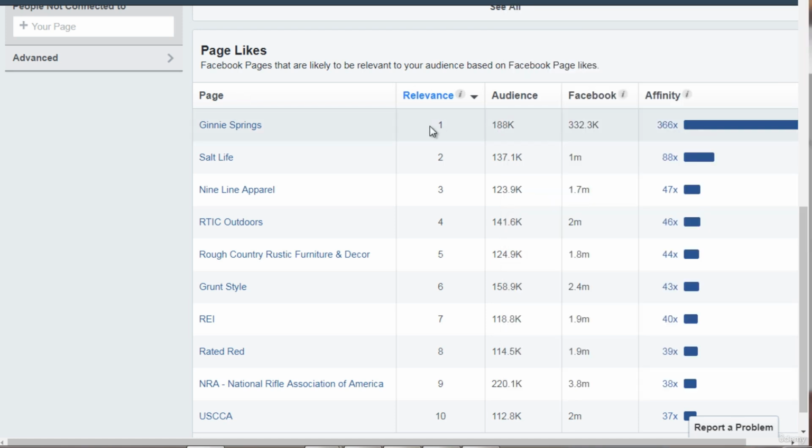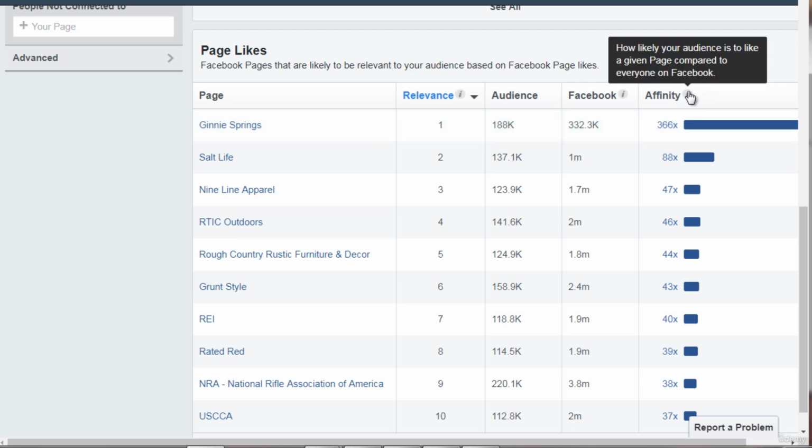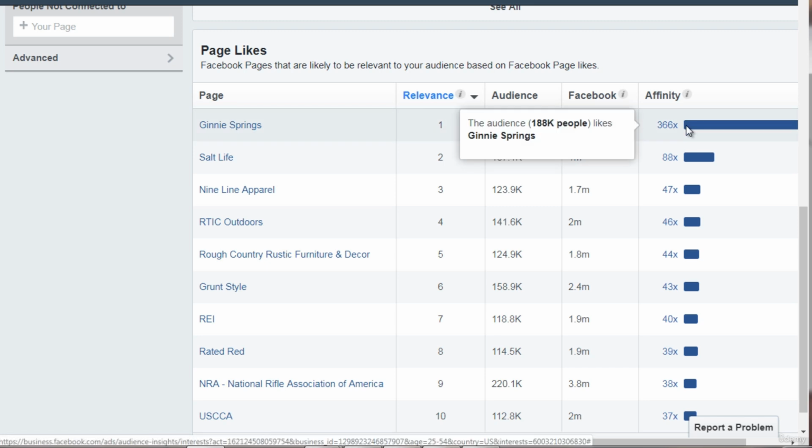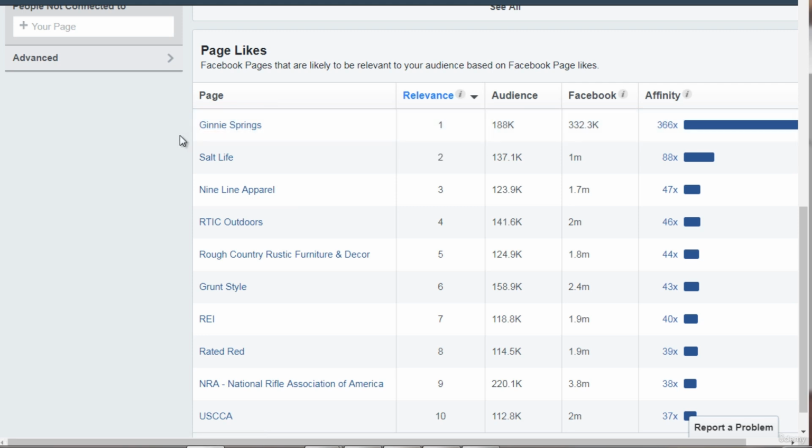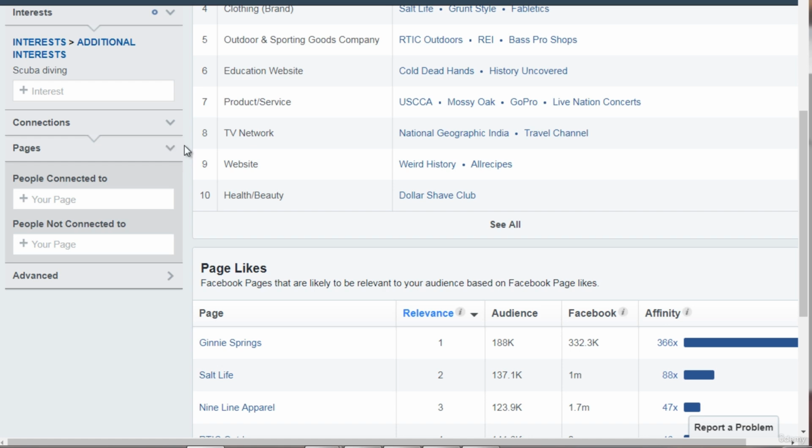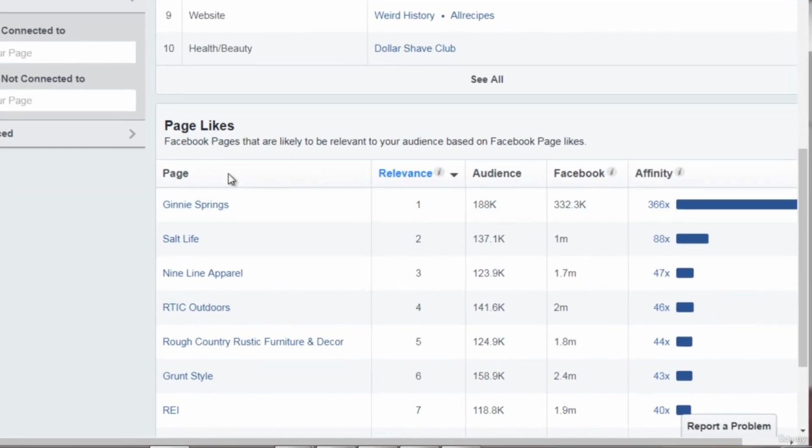Now, what you're going to see here is relevance. Relevance basically means that in relation to scuba diving, how closely are these audiences related? The closer you are, the closer you are to that interest, if that makes sense. So we have affinity level, which tells you how close they are to the audience that you're looking for. And the closer they are, the easier it is to target them, right? So it's always good to start with the ones closest to the top.